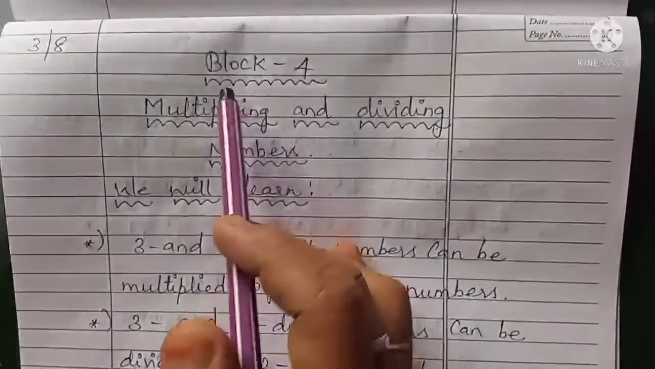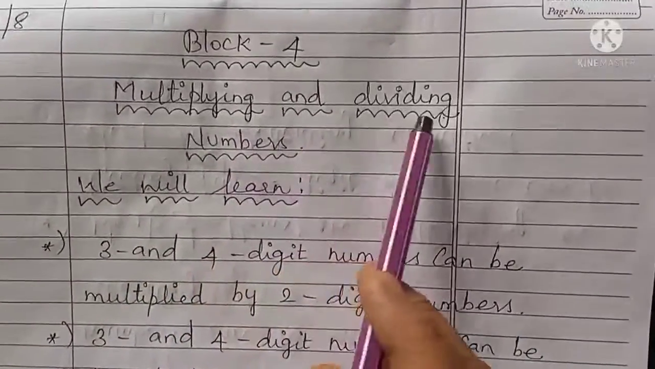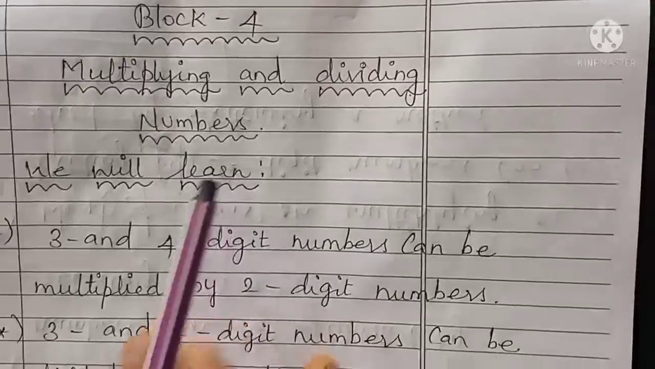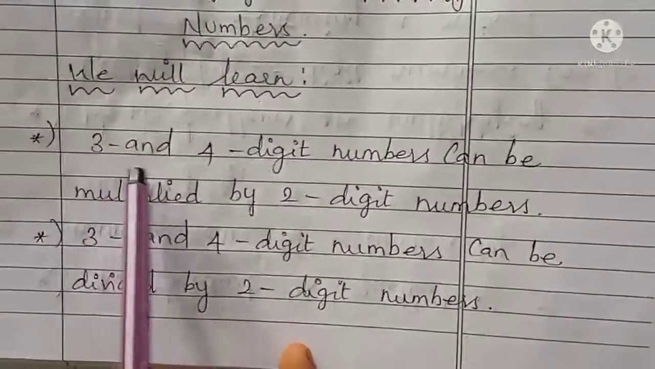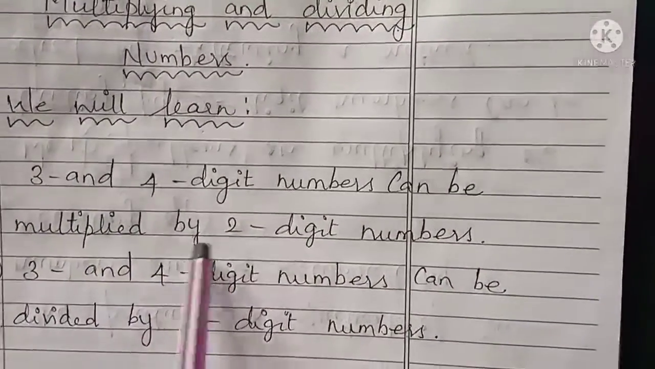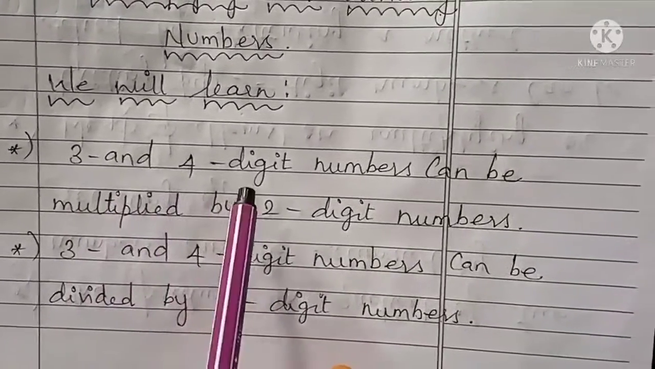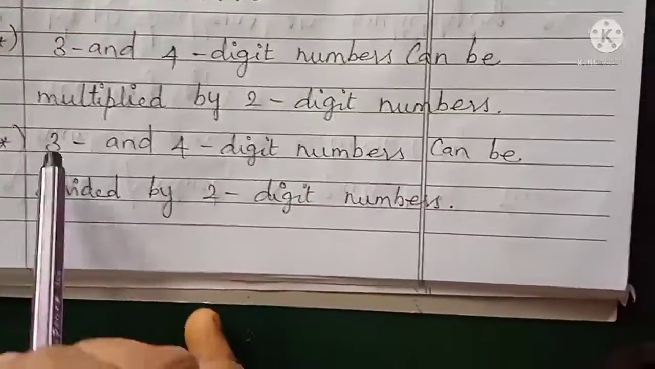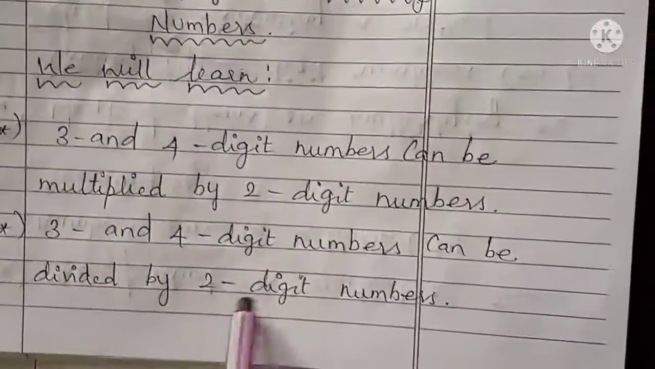Today we are going to see block 4, multiplying and dividing numbers. In this block we will learn, point number 1, 3 and 4 digit numbers can be multiplied by 2 digit numbers. So we are going to take 3 and 4 digit numbers and multiply by 2 digit numbers. Next, 3 and 4 digit numbers can be divided by 2 digit numbers.